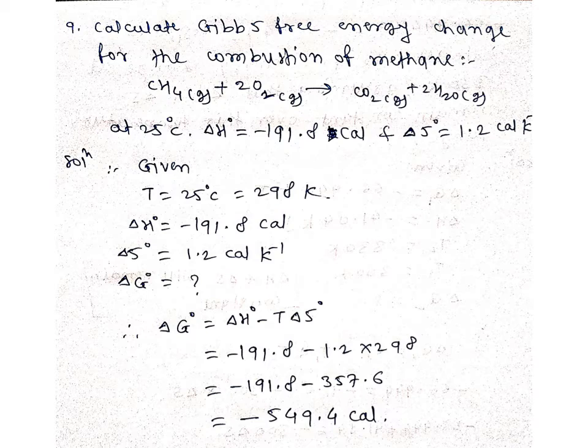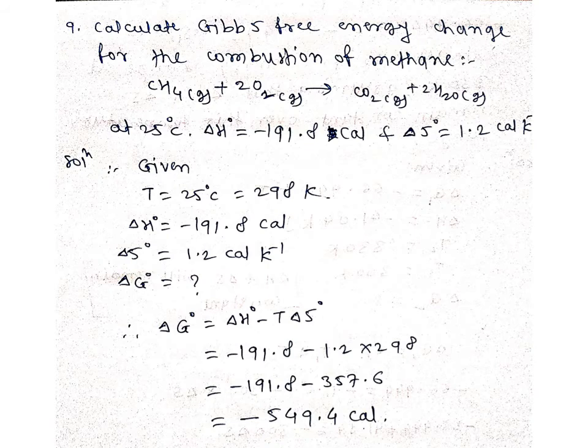Problem number 9. Calculate Gibbs free energy change for the combustion of methane. CH4 gas plus 2 O2 gas gives CO2 gas plus 2 H2O gas at 25 degrees Celsius. Delta H0 is equal to minus 191.8 calorie, and delta S0 is equal to 1.2 calorie per Kelvin. Given T is equal to 25 degrees Celsius, which is equal to 298 Kelvin.